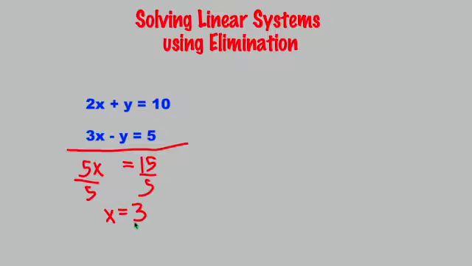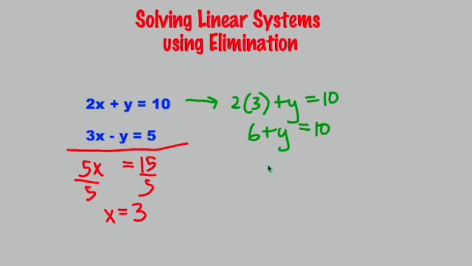And then what we can do is pick either equation. It should work for both. I'm going to pick the top equation over here. So I know that x is 3. So I can therefore say 2 times x value of 3 plus y equals 10. Well, 2 times 3 is 6, so 6 plus y equals 10, and if we subtract 6 from both sides, we get y equals 4, which means 3, 4 would be the intersection of these two lines.